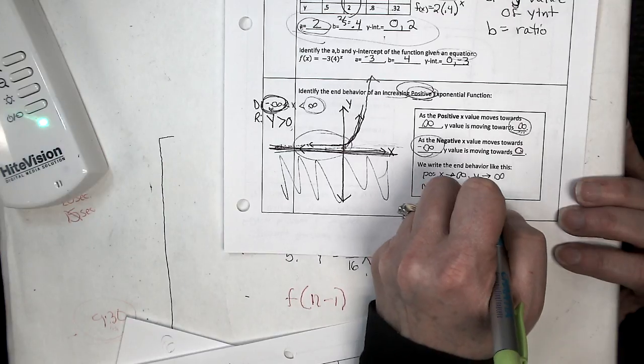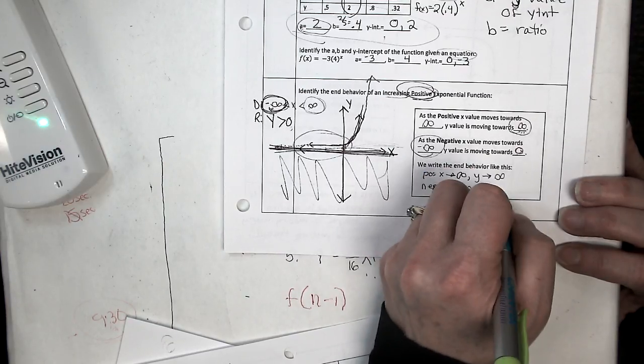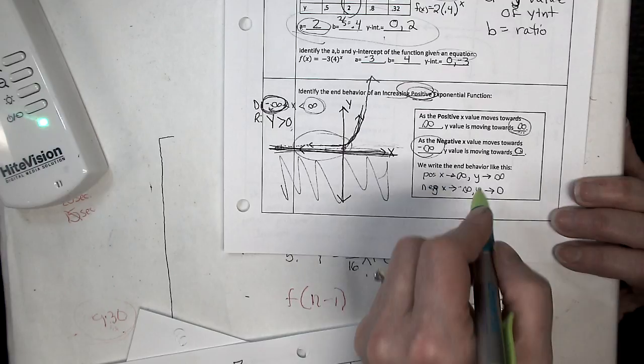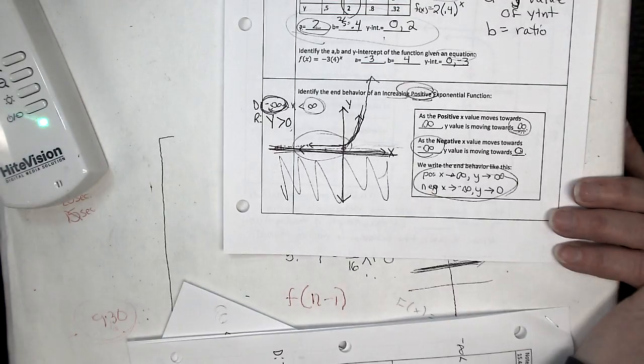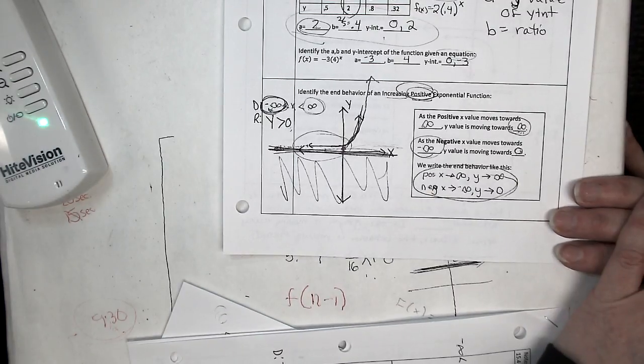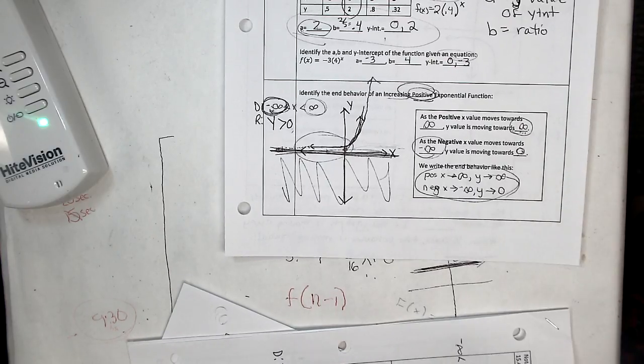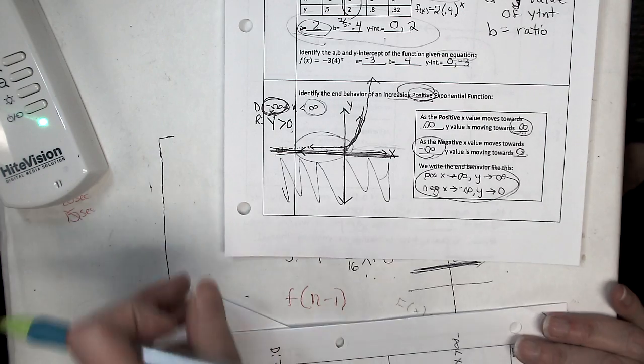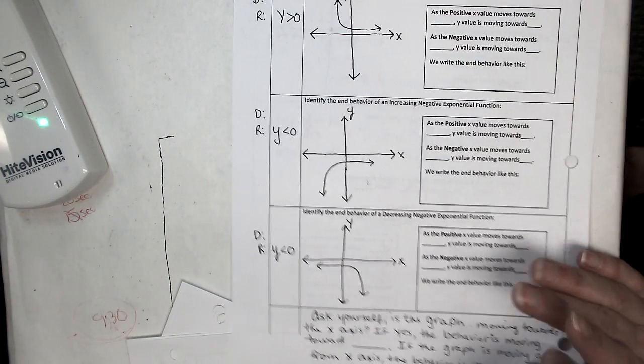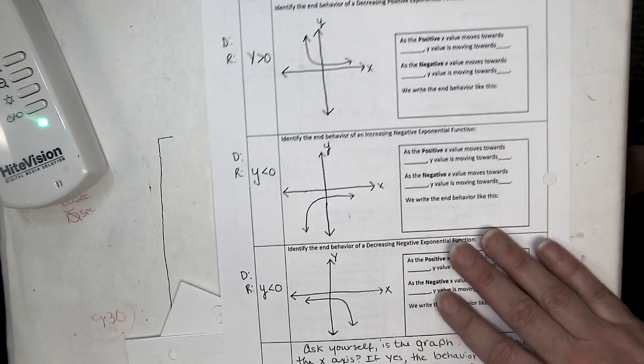Okay? Flip it over to the other side. And now this is a different type of exponential function. But what I want you to notice is it's still positive, because it's above the x-axis, which means my y value is always going to be greater than 0. Are you guys with me on that?